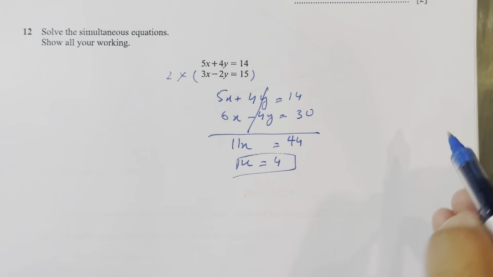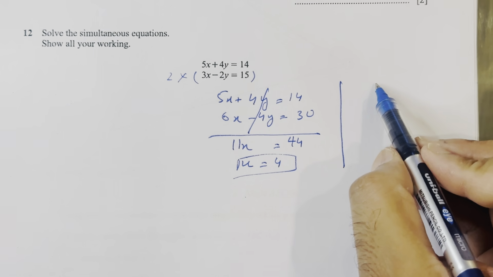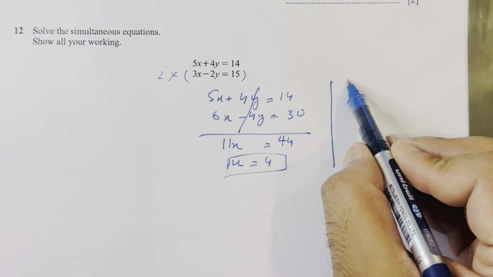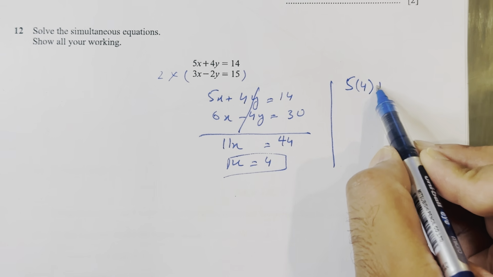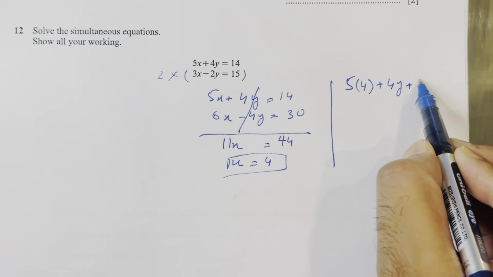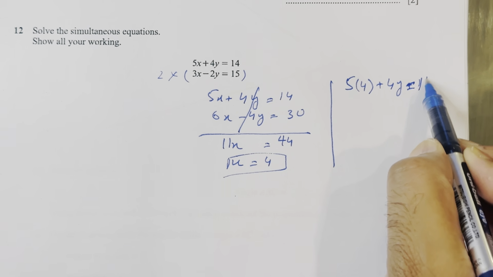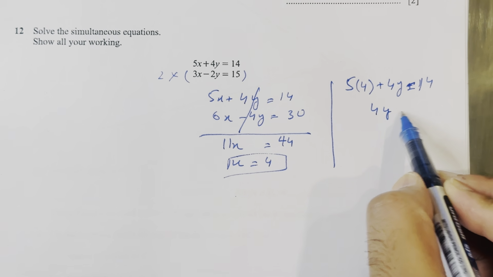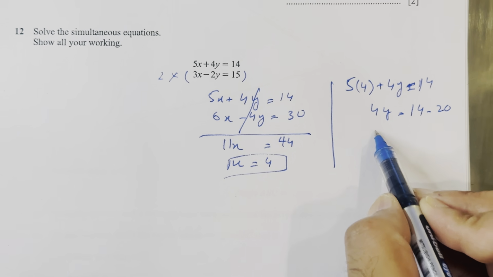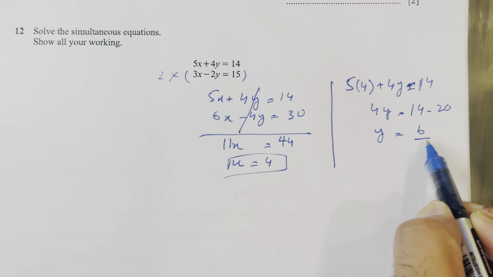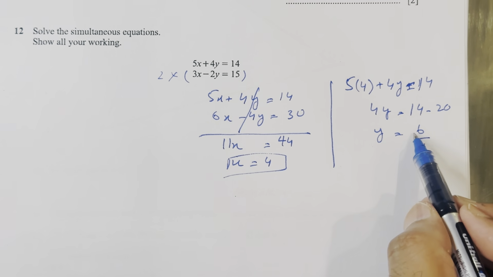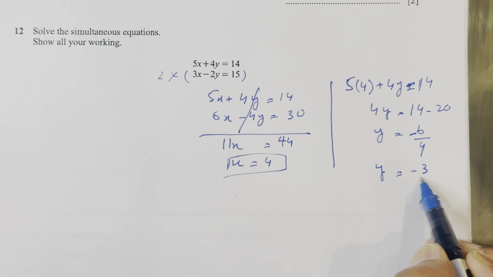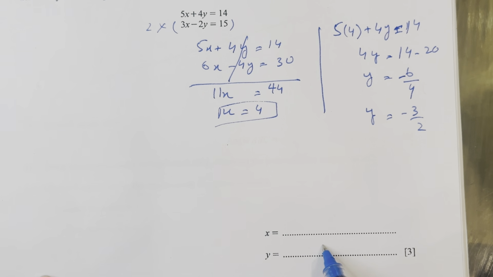You can substitute its value in any equation like that. 5x plus 5 into 4, I'm substituting in the first equation, is equal to 14. So 4y is equal to 14 minus 20, then y is equal to minus 6 by 4. So the answer would be y is equal to minus 3 by 2. So we're gonna write over here minus 3 by 2, and for x the value is 4. Now we will move to question number 13.